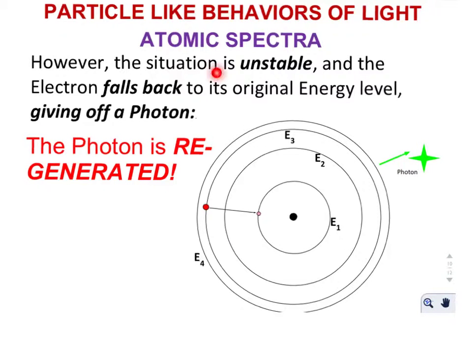However, the situation is unstable. The electron will fall back to its original energy level, giving off a photon of light. The photon is regenerated. So this is actually how they make fireworks work. If you take magnesium and you light it up in a firework, it actually releases a green color of light. That's because the electron went through a distinct energy level.